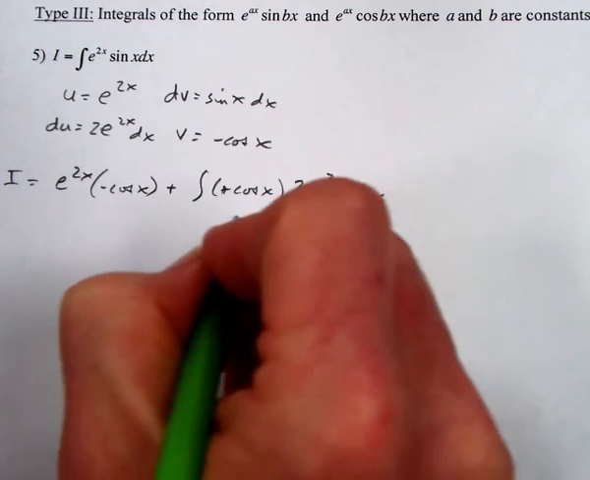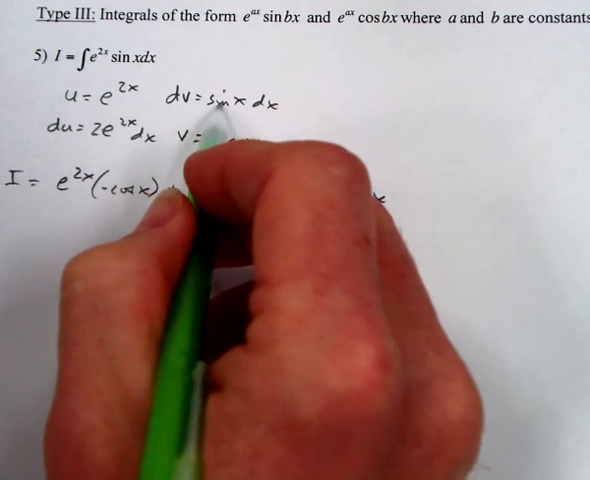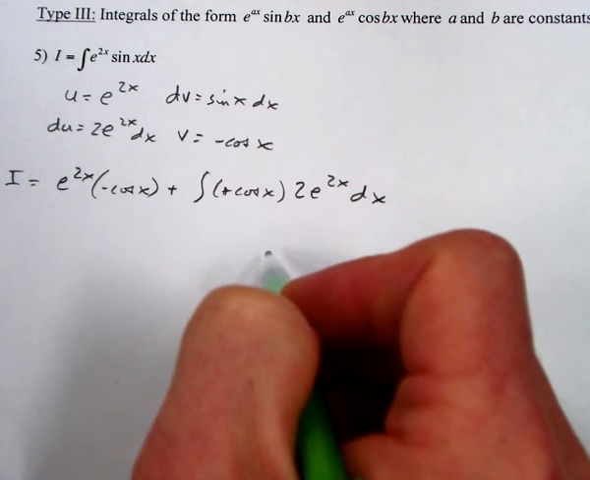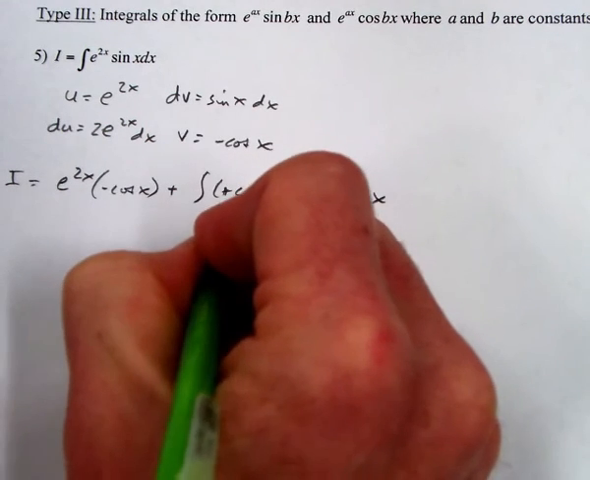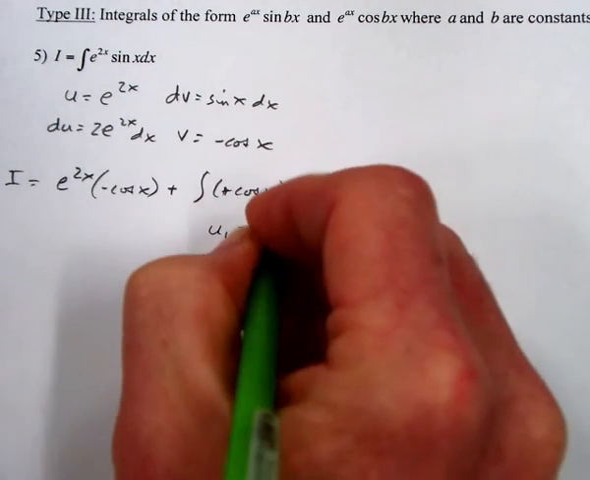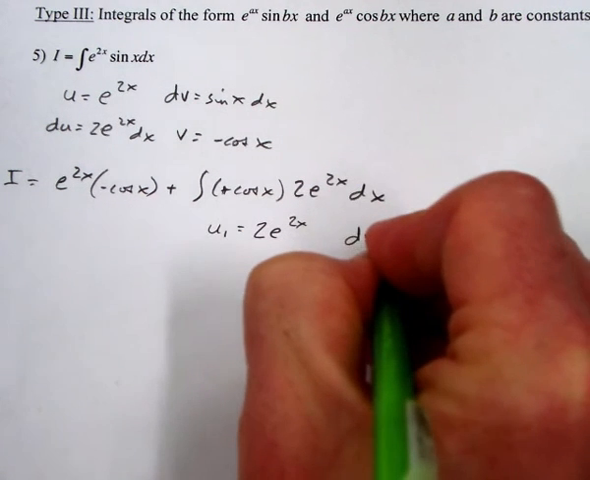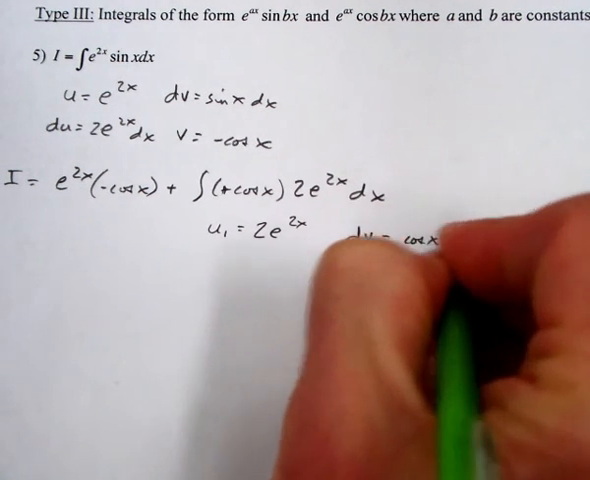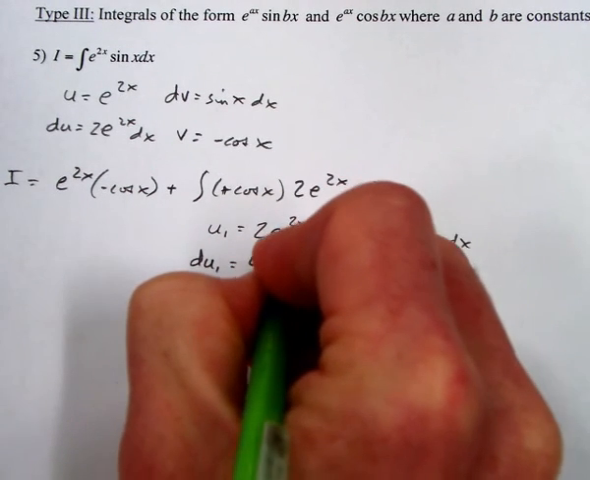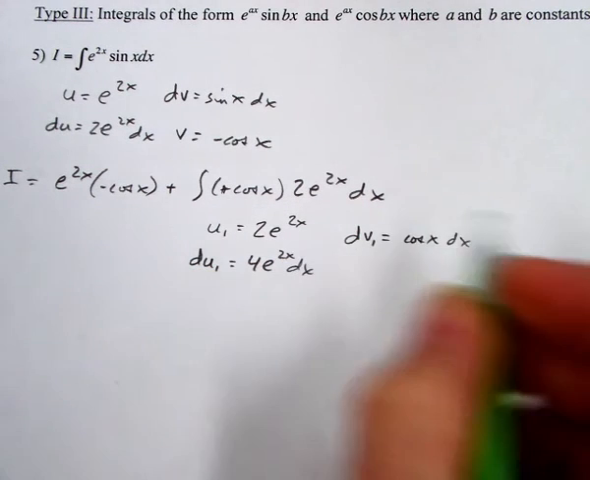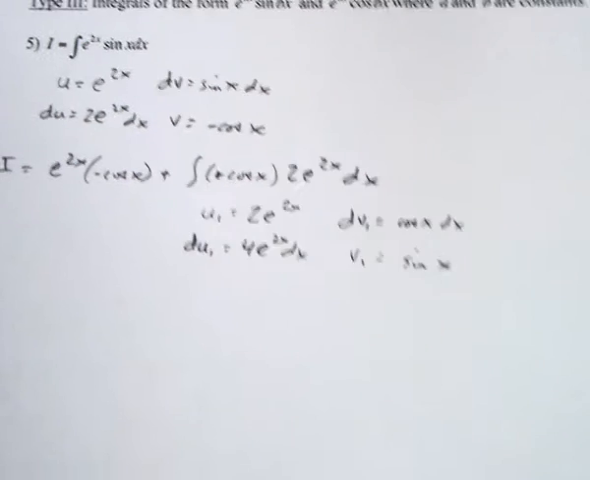I need to be really careful about this though. Since I let u equal the exponential and dv the trig, I have to be consistent when I do it again. Otherwise, all you're going to do is undo what you did. So u1 will equal 2e to the 2x, dv will then be cosine of x dx, dv1. du1 will be 4e to the 2x dx, and then v1 will be sine x.